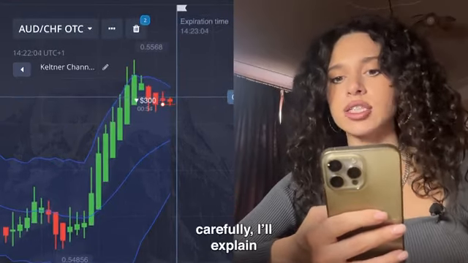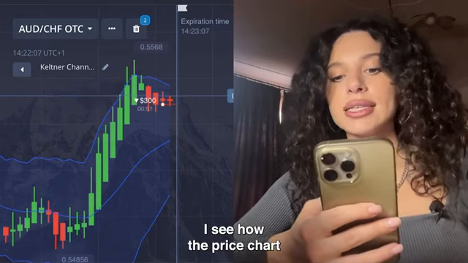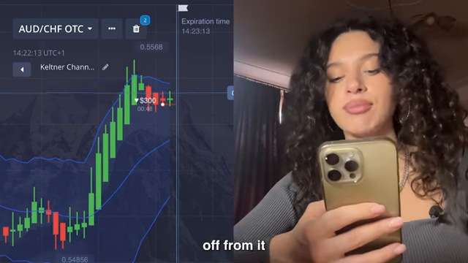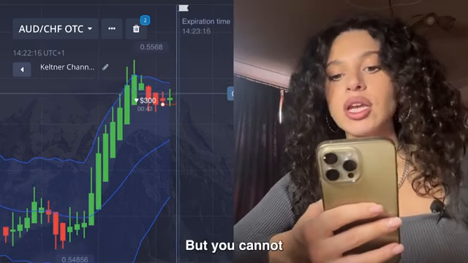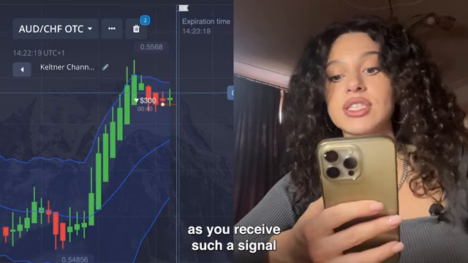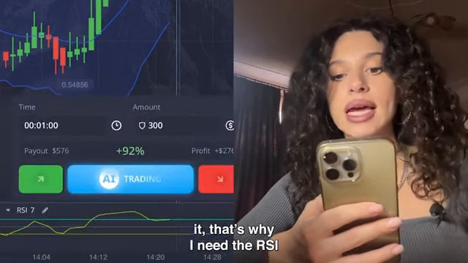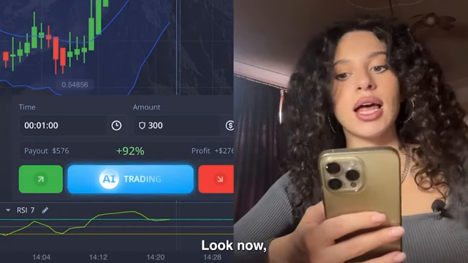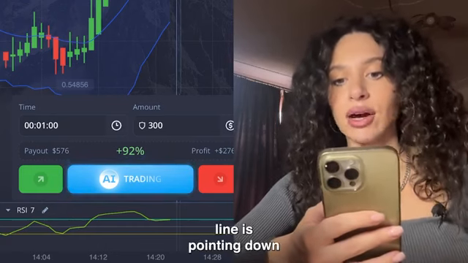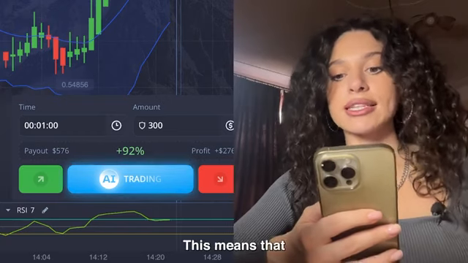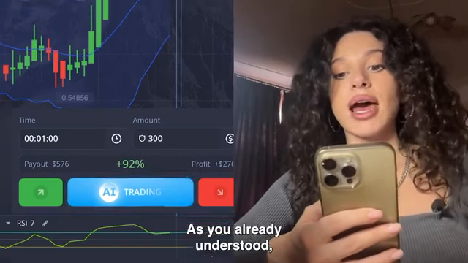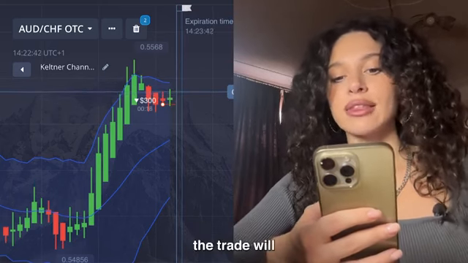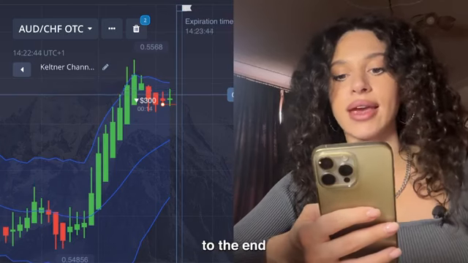Now look carefully, I'll explain why I made such a forecast. I see how the price chart has reached the upper limit of the Keltner channel and pushed off from it, so a downtrend has begun. But you cannot open a trade as soon as you receive such a signal. I need to confirm it. That's why I need the RSI indicator. The indicator line shows the state of the market. Look now, the indicator line is pointed down and it has crossed the 70 level. This means that the price will decrease. As you already understood, I found the situation and checked it with the help of indicators. I think the trade will be profitable. Let's look at it to the end.